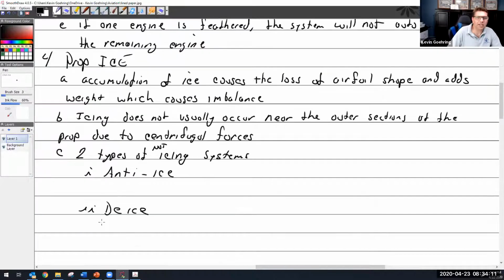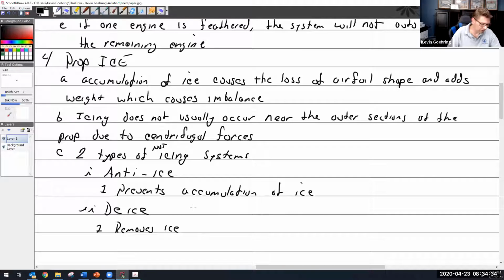So as the names sort of indicate, anti-ice prevents accumulation of ice. And de-ice removes ice once it is built up.